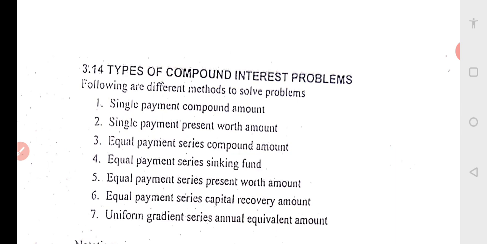Now the last one is the gradient series, the uniform gradient series. It means there is some investment made now, and every year the investment is going to increase by some fixed gradient, uniform, that is why it is called uniform gradient, over a period of some number of years, and what will be the final amount. So this was about the uniform gradient series annual equivalent.